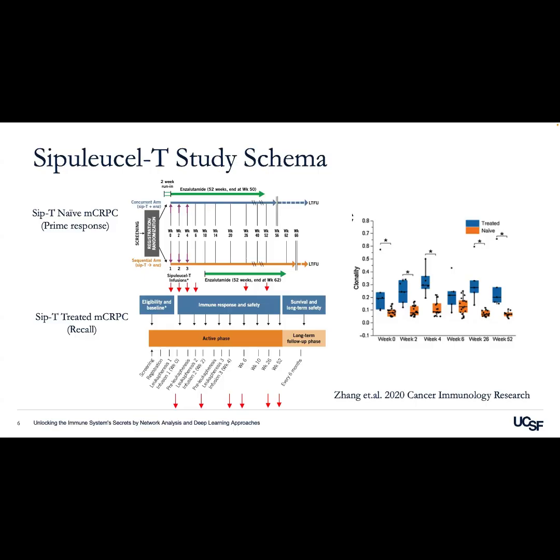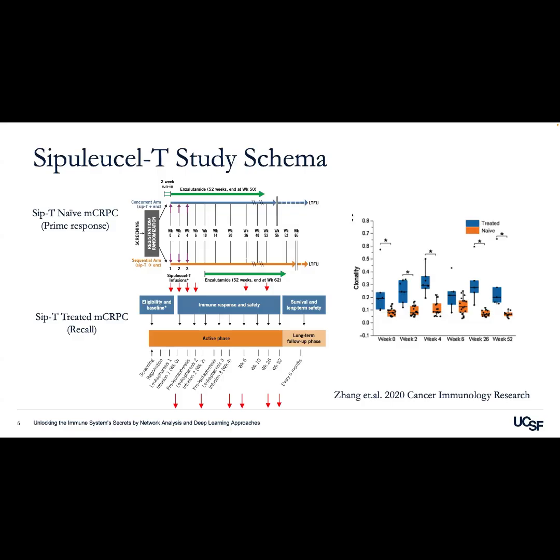For this particular study, like I said, we want to check the B cell memory. So we have two cohorts of prostate cancer patients. The first cohort was the patients who never received Sipuleucel-T, which we call naive patients. The second group is the retreated group. Those patients were treated about 10 years ago, but their disease progressed, so they got retreated. So we want to compare those two groups of patients.